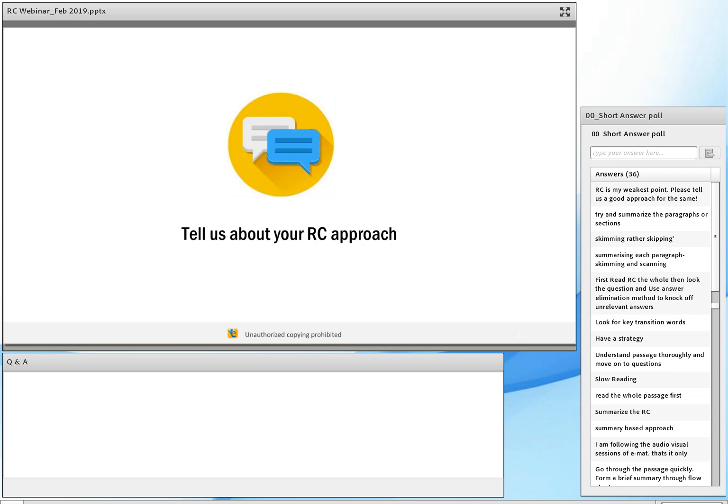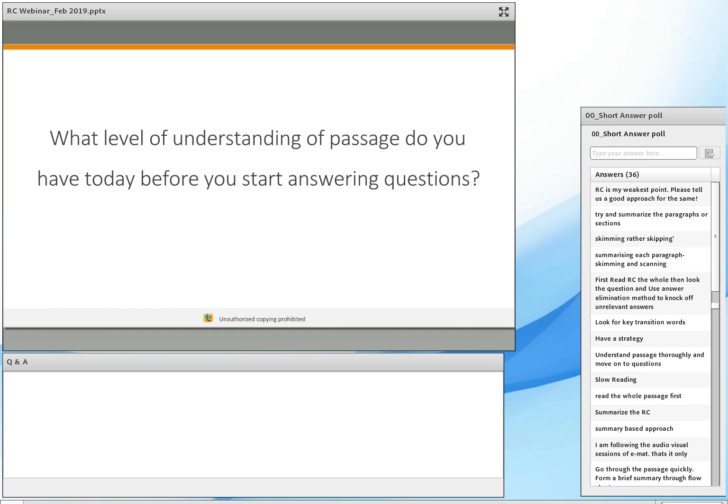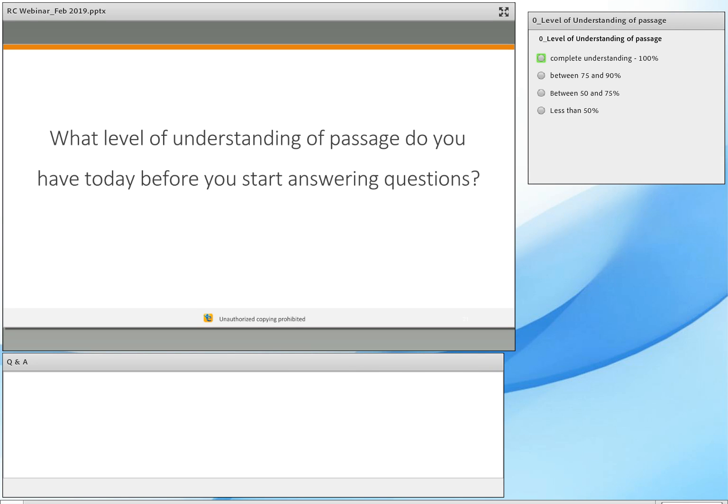Okay. So the next question is something which quantifies this answer in many ways. So the next question is, what level of understanding of the passage do you have today before you start approaching questions? And I'm going to show a poll question, and I want to explain the answer choices over here.